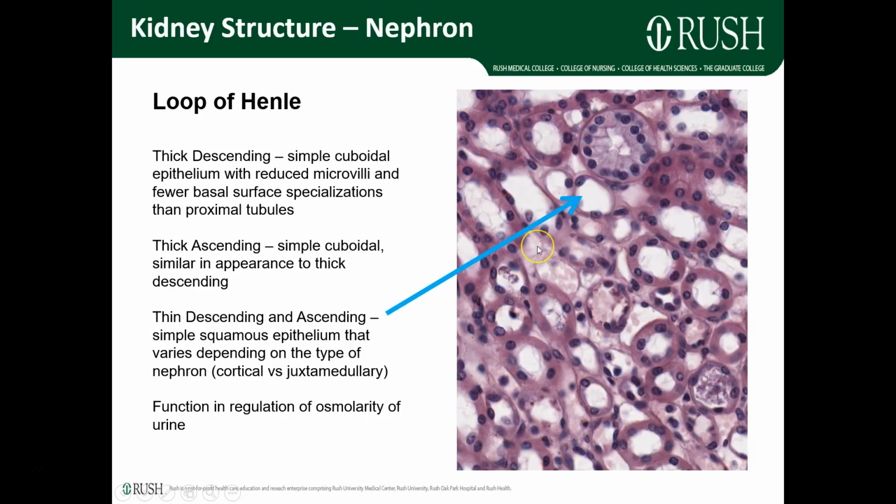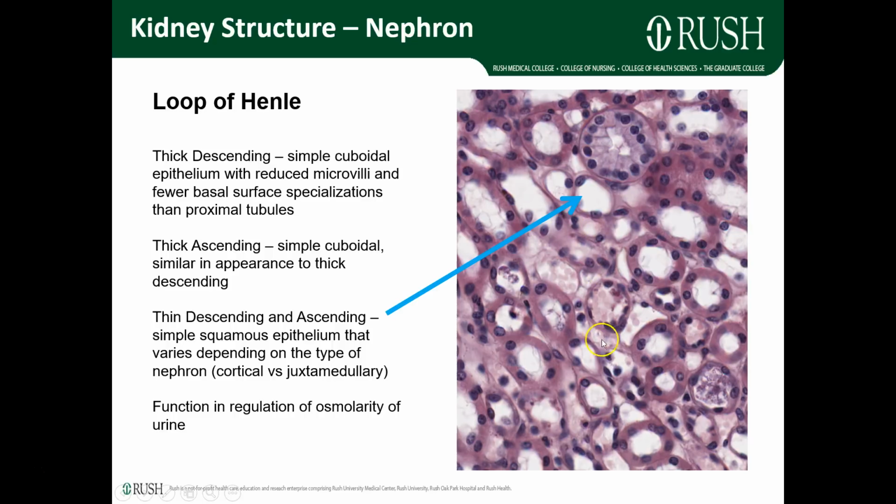Correspondingly, you also have the thin parts. Here you have the thin either descending or ascending, but the epithelium is a simple squamous epithelium, which does vary depending on which type of nephron you have, and we'll see that in a minute, whether the nephron sits in the cortex or projects into the medulla. Either way, the loop of Henle functions in the regulation of osmolarity of urine.